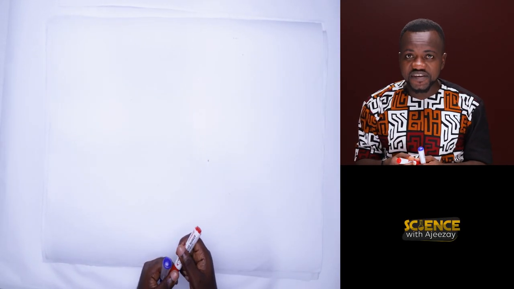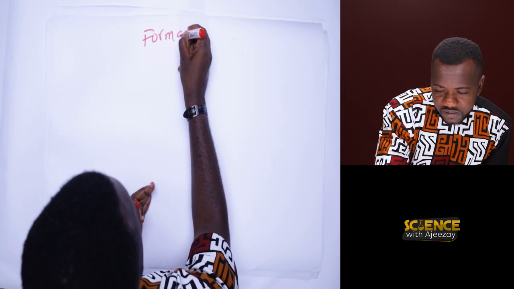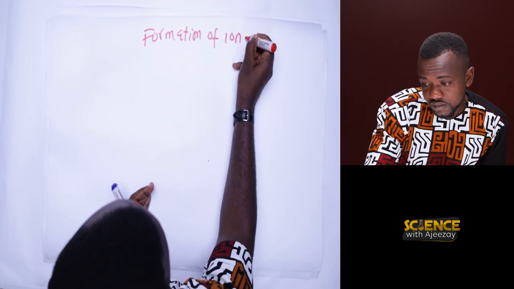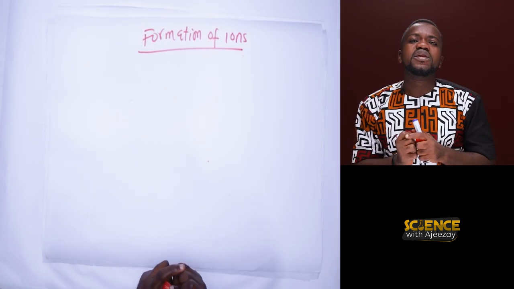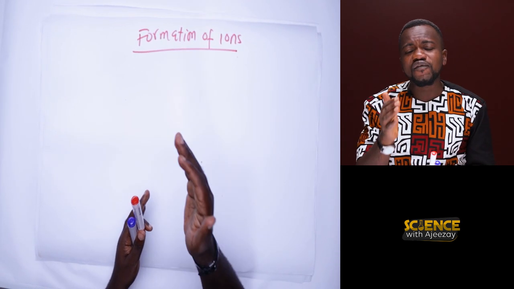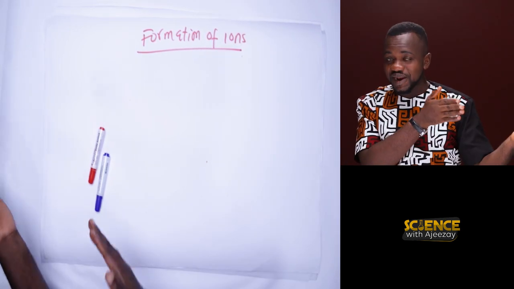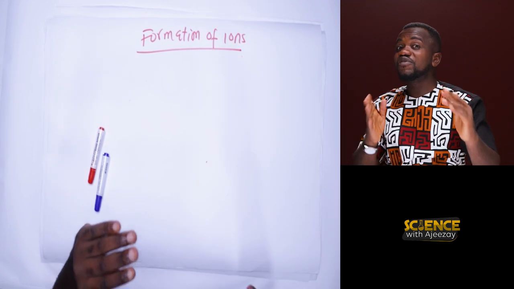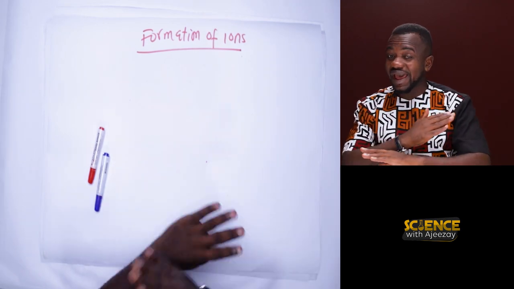So let's look at formation of ions. We've learned about the configuration, that 2-8, this, 2-8-1 and all that. We have actually used the configuration to establish that some atoms are stable and others are not.